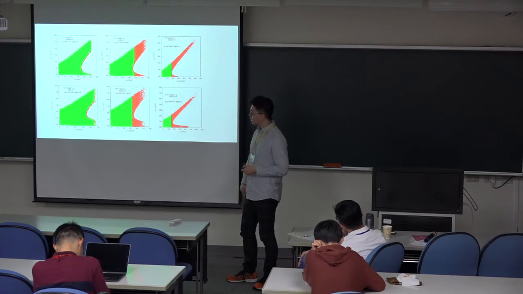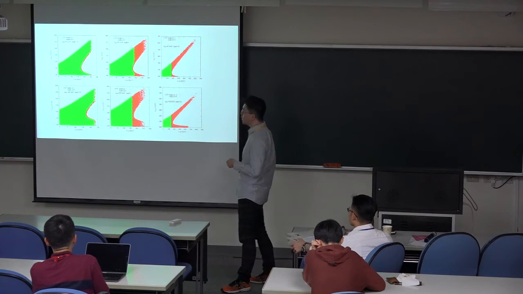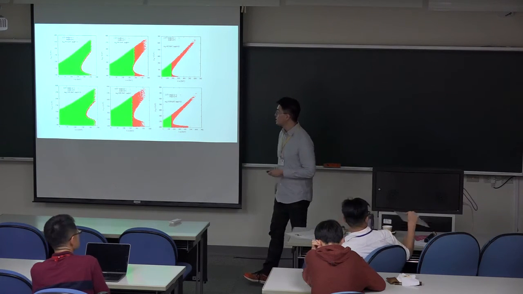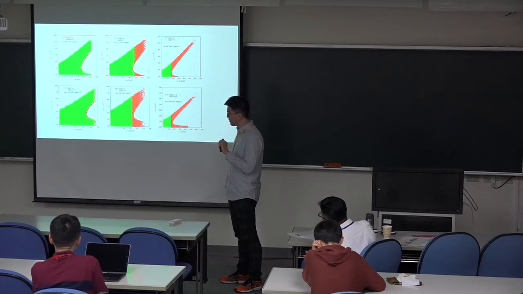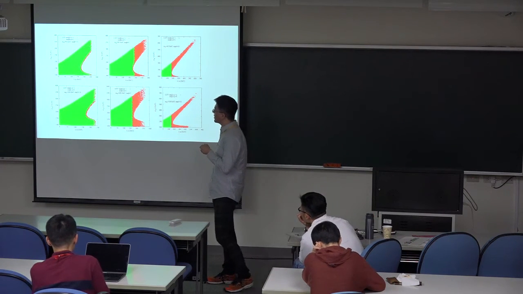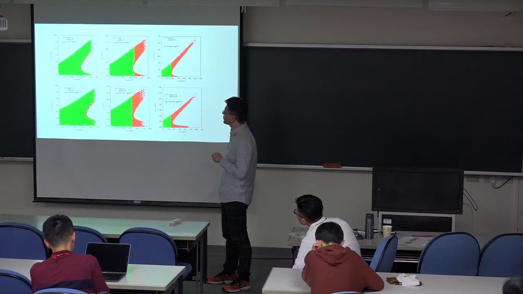Okay, so here I just want to convince you that there is still some room. Yes, there is still some room for this kind of large mass splitting. The red part is exactly the alignment limit, sine beta minus alpha equal to 1.